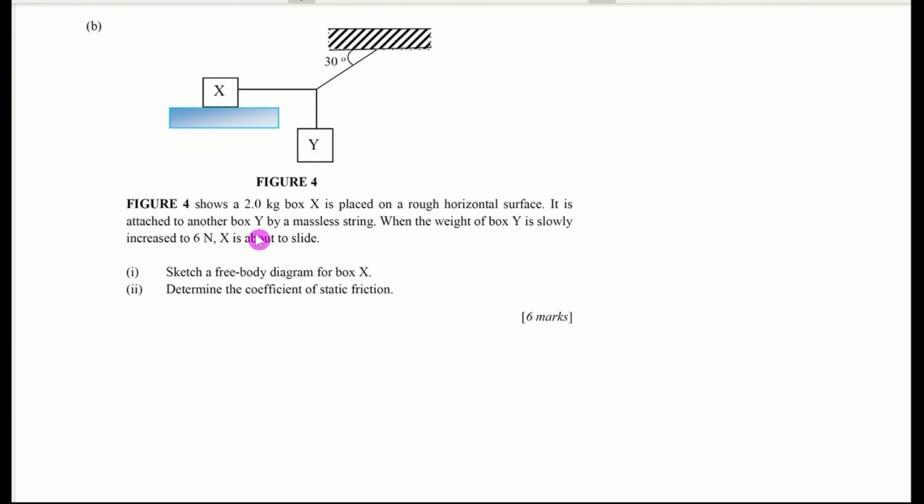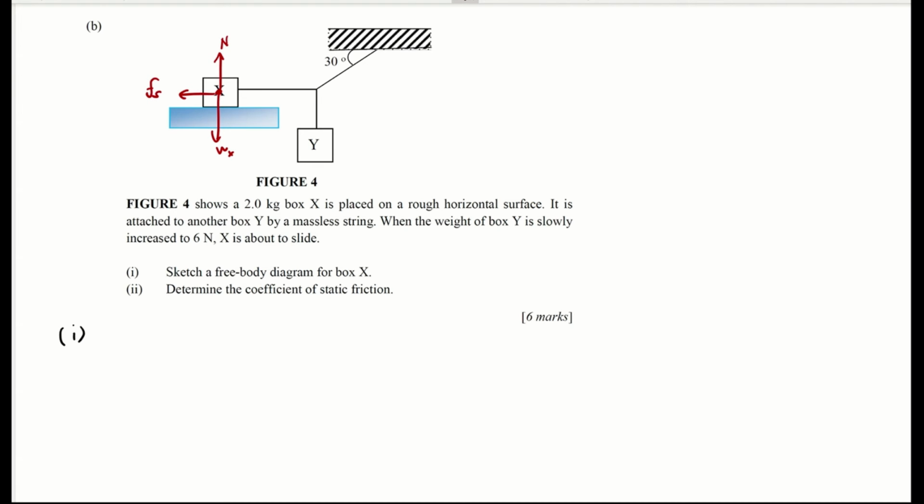Alright, so this is very interesting question. So let's sketch the free body diagram first for box X. Alright, so now for question number 1, so for the free body diagram, so let's sketch first all the forces on box X. Okay, so obviously we're going to have normal force and weight, okay, X, and then the frictional force, okay, the static frictional force.